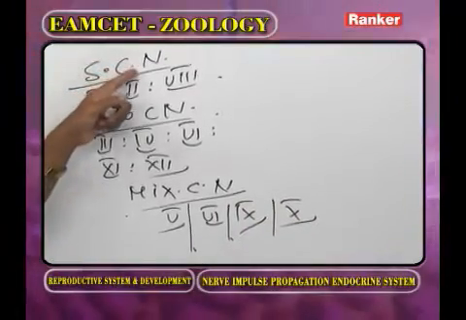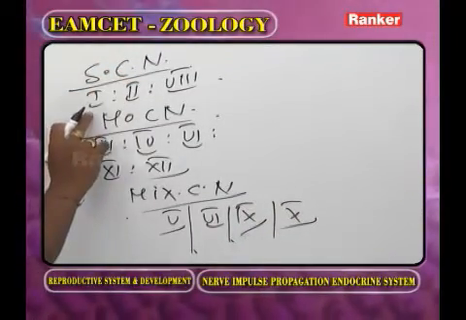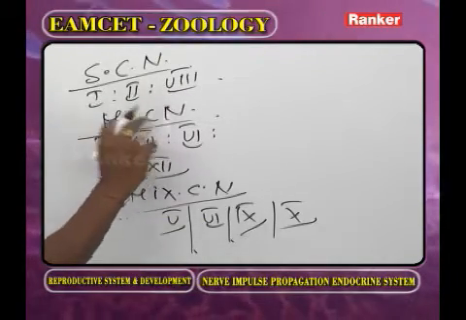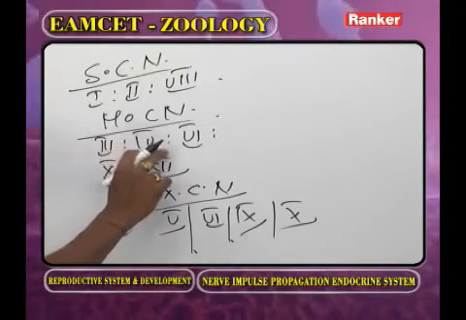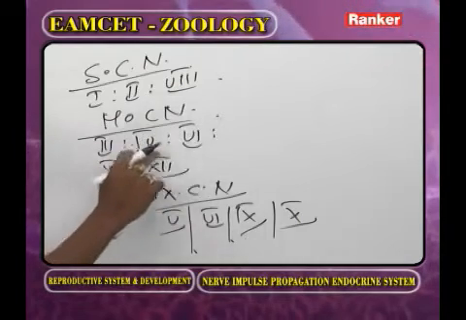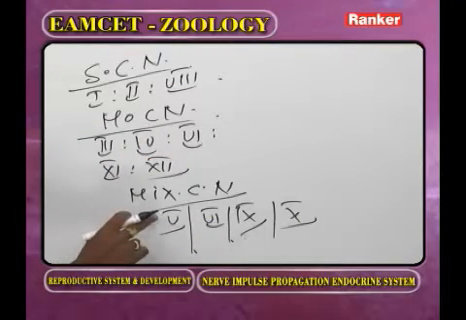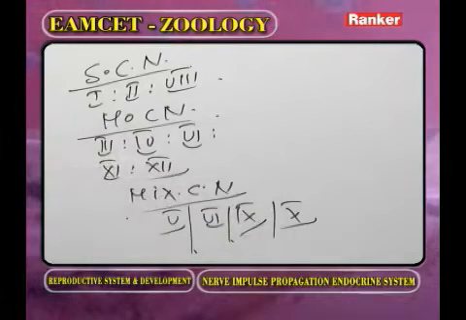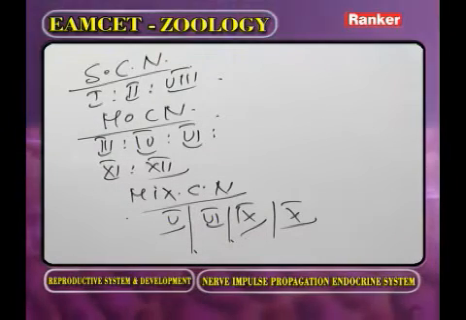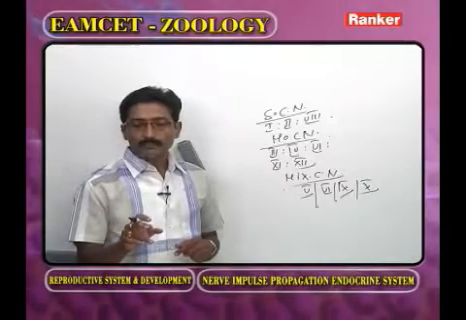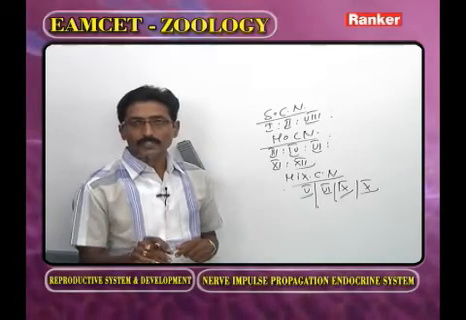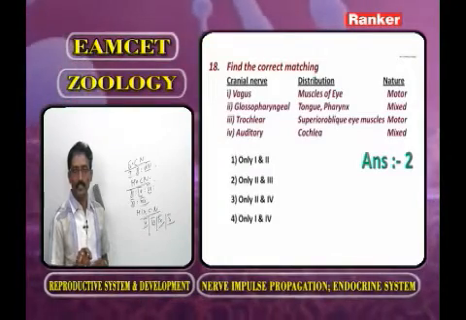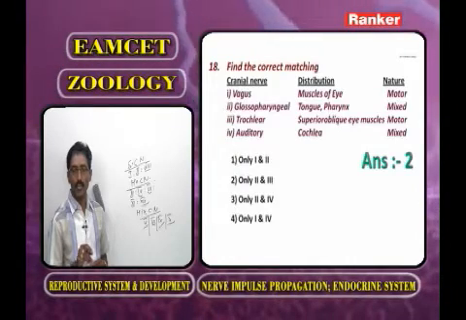What are purely sensory cranial nerves? First pair, second, 8th. Next, what are the motor cranial nerves? 3rd, 4th, 6th, 11th, 12th. What are the mixed cranial nerves? 5th, 7th, 9th and 10th. Now, auditory is purely sensory, but here they gave mixed. So what is the correct answer? The second and third, that is glossopharyngeal and trochlear.